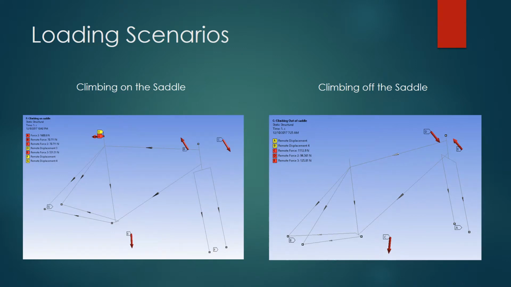Next, we had a load case that was climbing on the saddle and climbing off the saddle, two load cases that were included in that paper. We decided to use a 500 Newton force on the seat post, 70 newtons where each hand would be, and then a 1,600 newtons into the pedal face, and both axles and the seat tube were fixed. For the climbing off the saddle, similar forces were used, except for the seat post force.